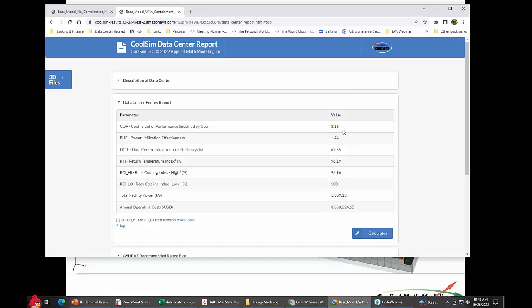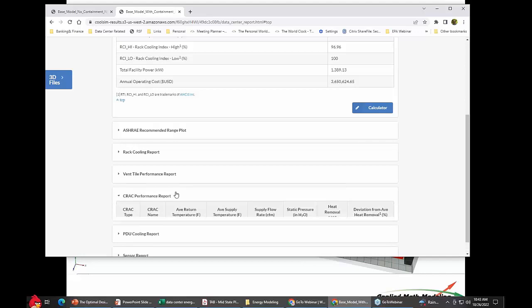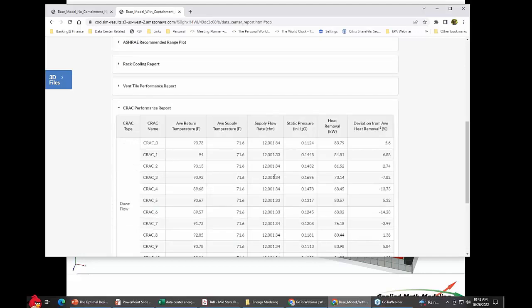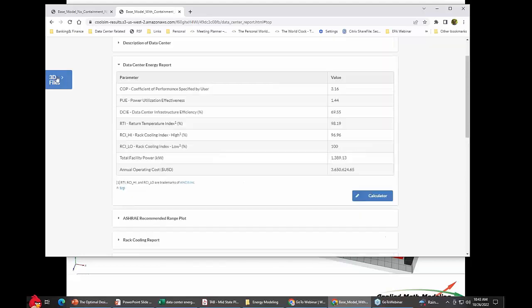So the COP went up to 3.16. And that's because the return air temp increased. And the PUE got better. The RTI is now 98. The RCI high is 96. That's a nice set of parameters. So I'm pretty much optimized right there. I already showed you supply air temp. Supply air temp down here was 71.6. We're able to move it up. And the whole thing behaves better.